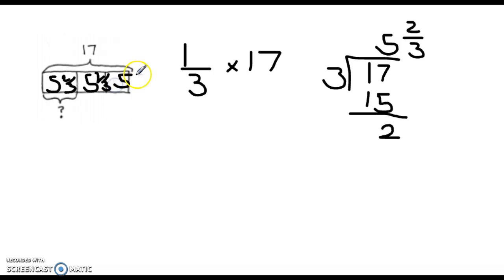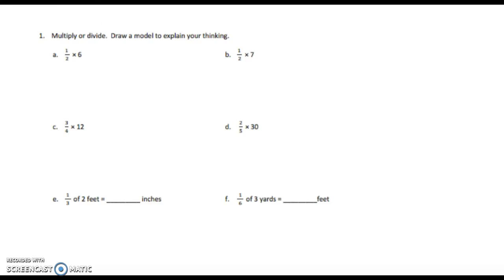Some common errors I saw when I was grading these, if we go back to our first page of our test, is that I saw people didn't draw a model, so I was unable to give them full points. I noticed that some people may not have paid attention to the fact that they needed to count 3 out of the 4 pieces that were in their model, or 2 out of the 5 pieces that were in their model. Some people just found the amount that was in one box, and that worked for these two because I have unit fractions here with a 1 on top, but didn't work for these two.